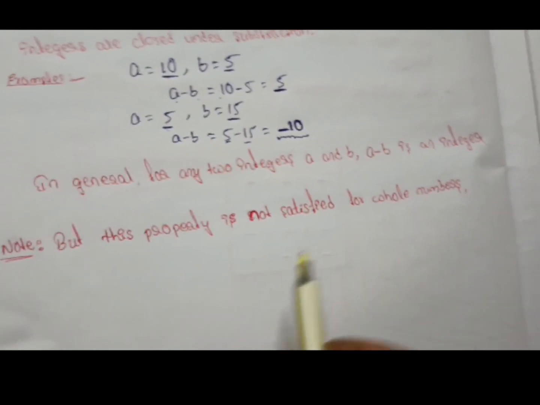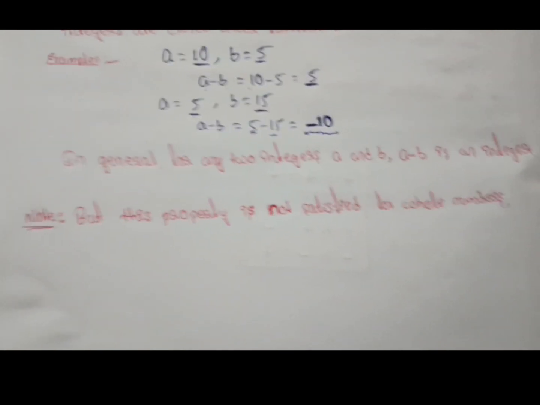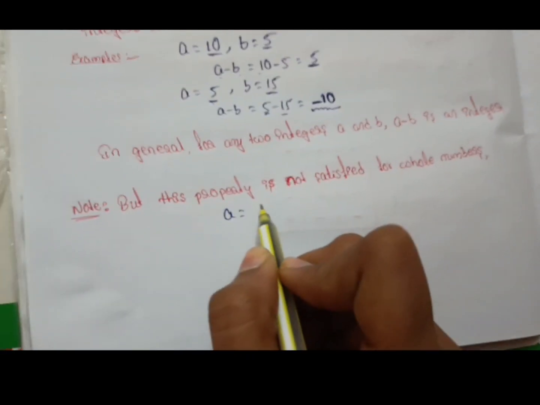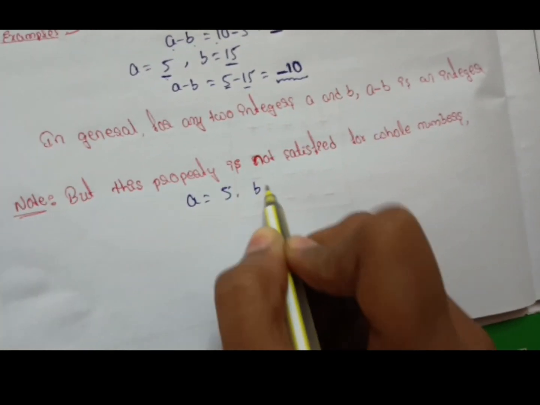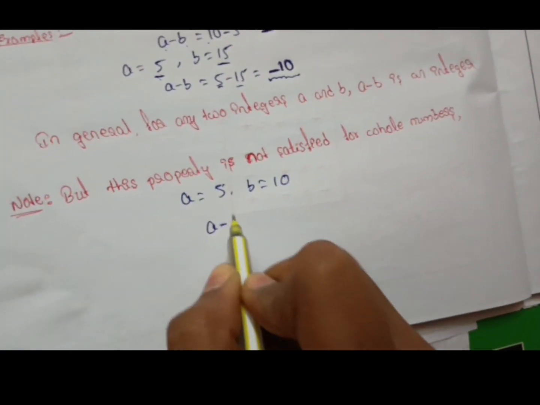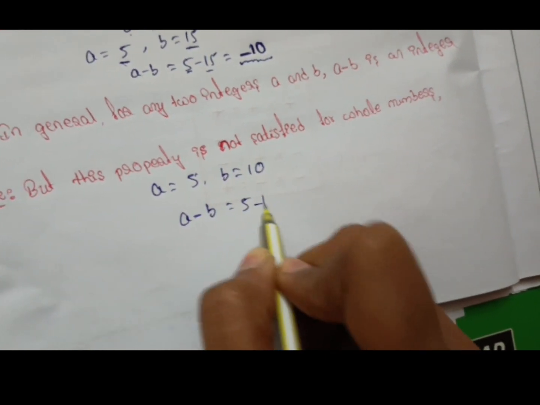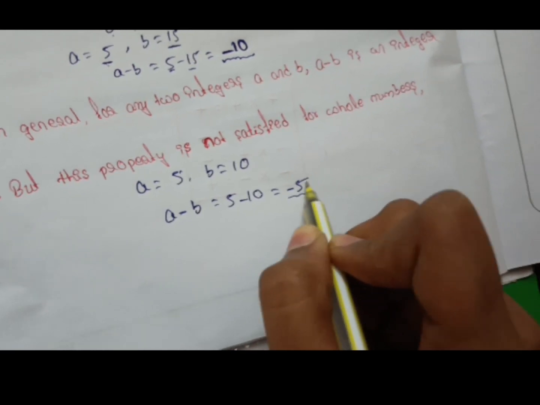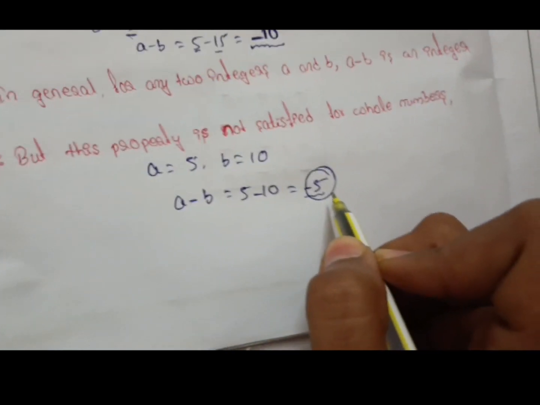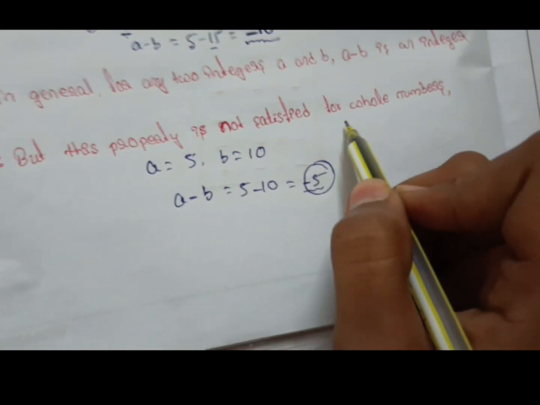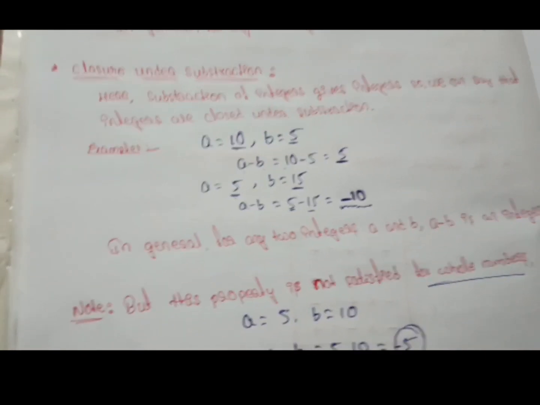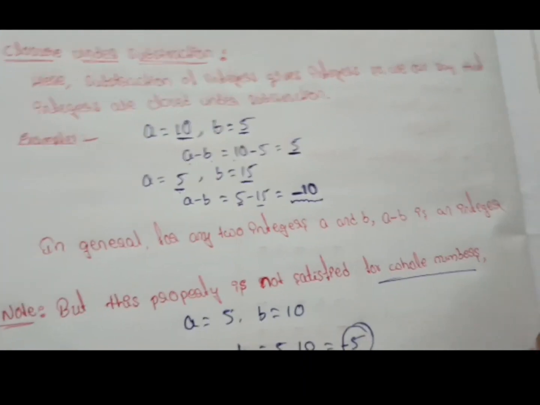But note that this property is not satisfied for whole numbers. Take one example for whole numbers also. a is equal to 5, b is equal to 10. So a minus b is equal to 5 minus 10. We will get a negative number, that is minus 5. So minus 5 is not a whole number. So this property is not satisfied for whole numbers. Only integers are closed under subtraction.